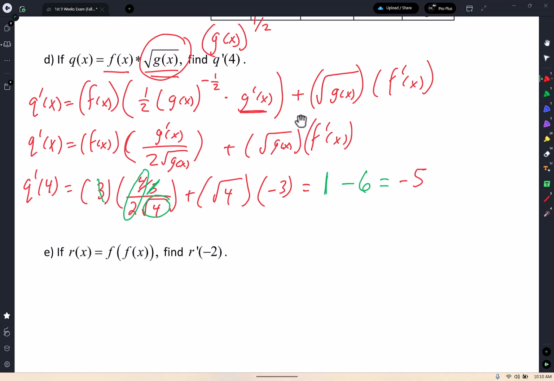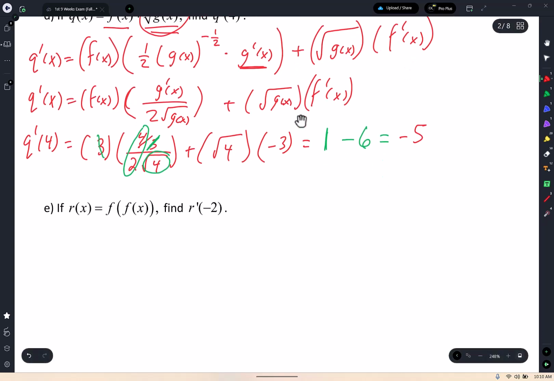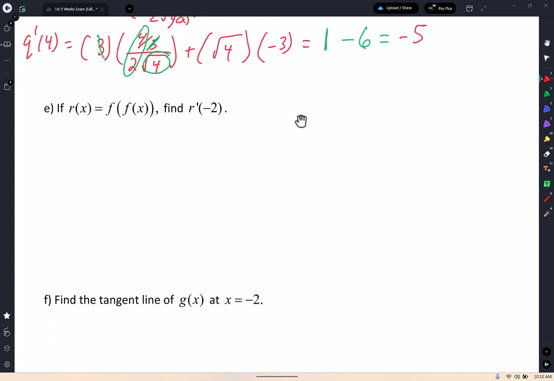Okay, now we're getting into some funky derivatives. Letter E. F of x. What rule am I doing? I want r prime, so what rule do I got to use? Yeah, chain. R prime of x equals derivative of the outside, leave the inside alone, times derivative of the inside.